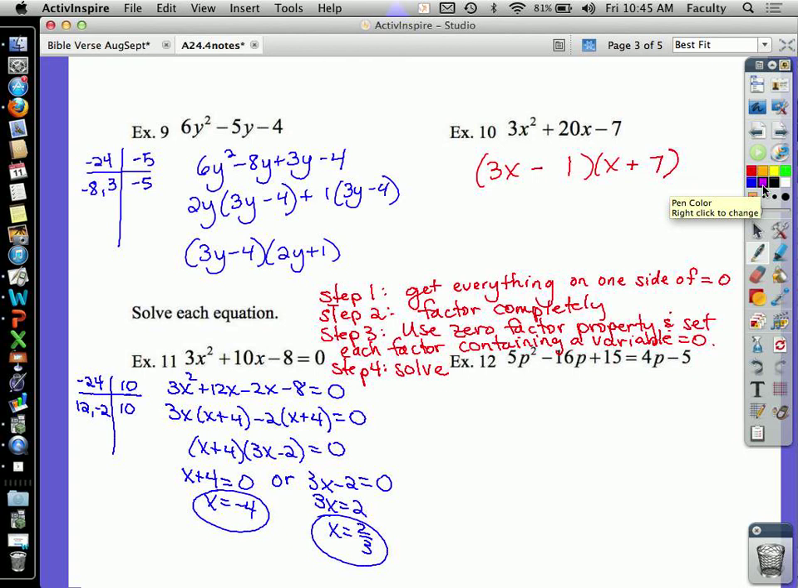Okay, example 12. Step 1. Get everything on one side equal to 0. So we need to subtract 4p and add 5.